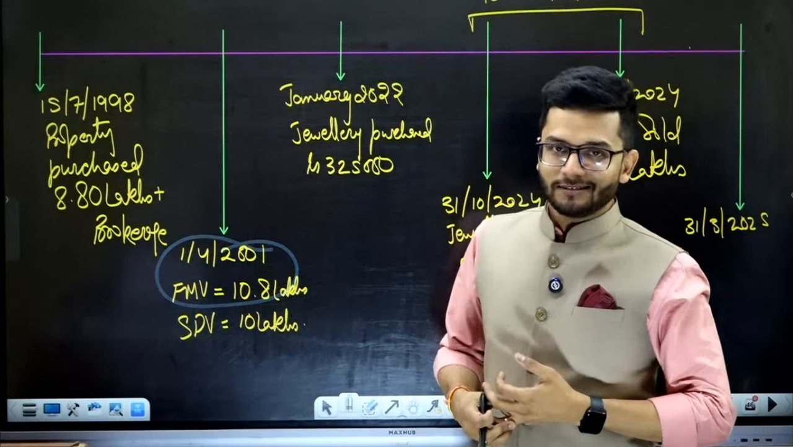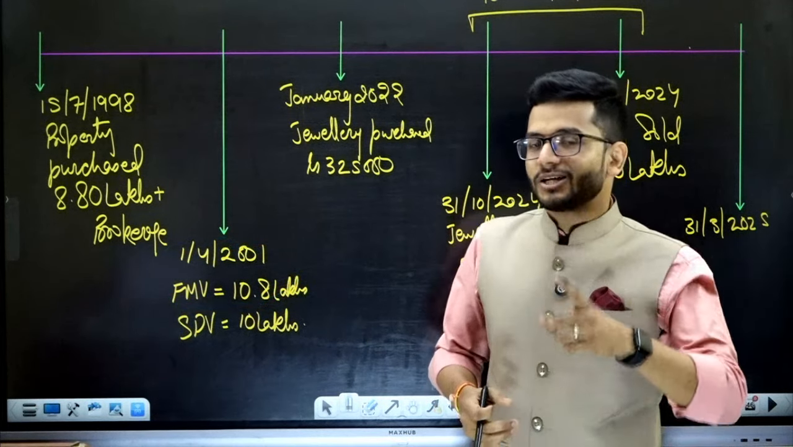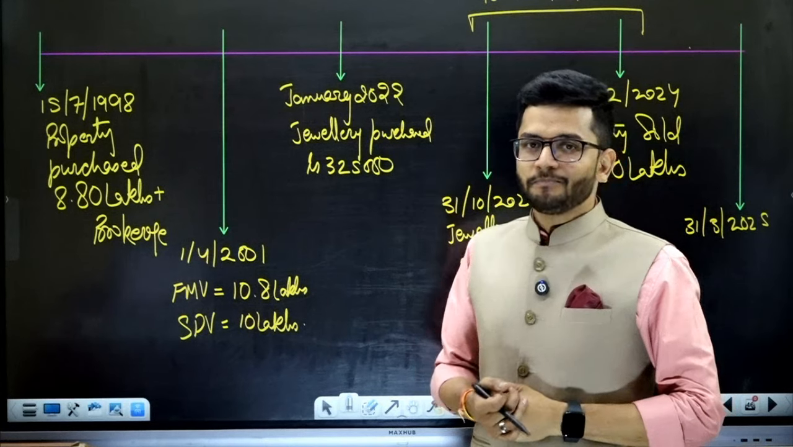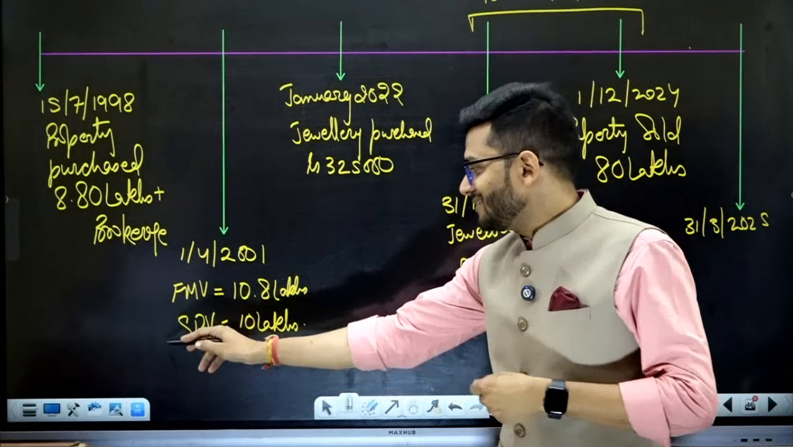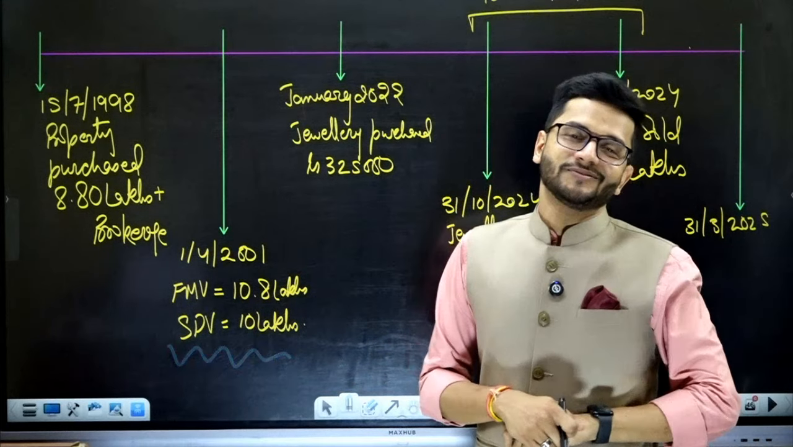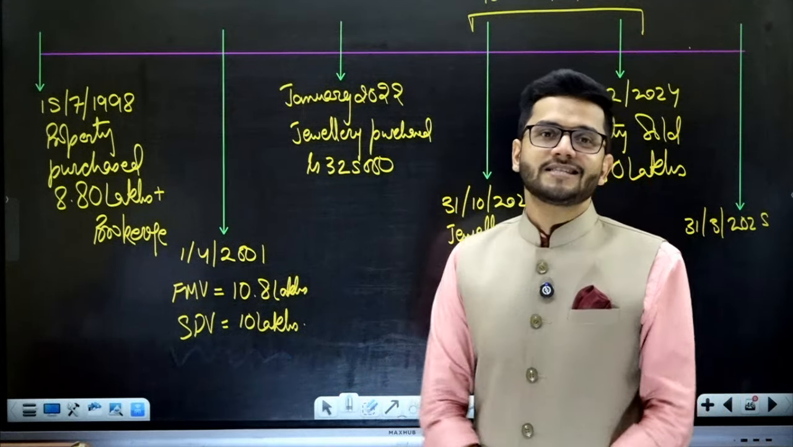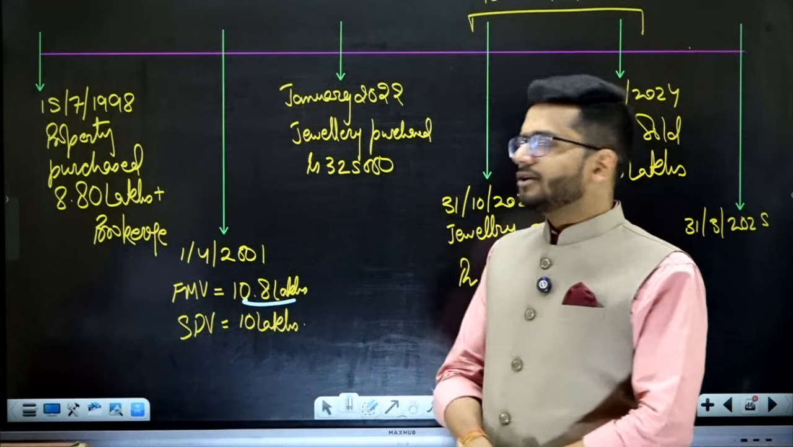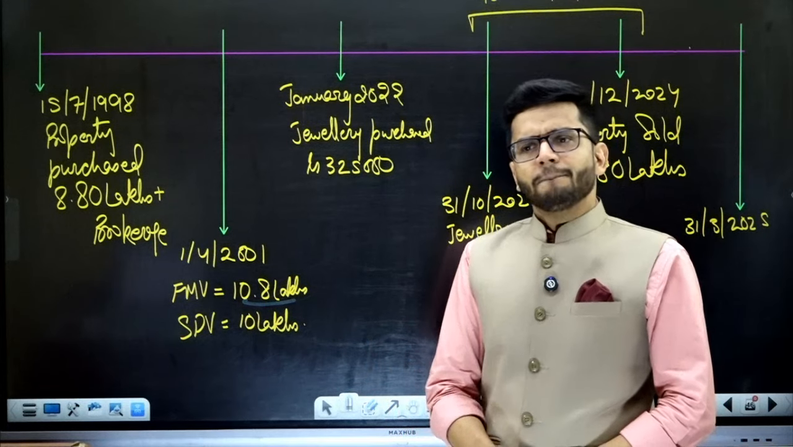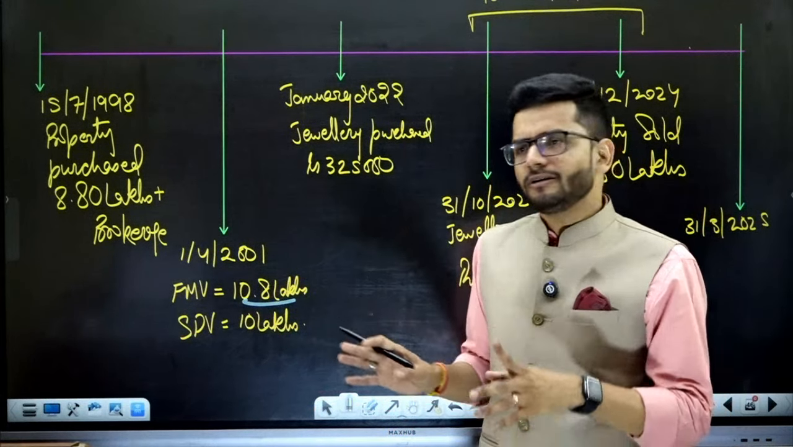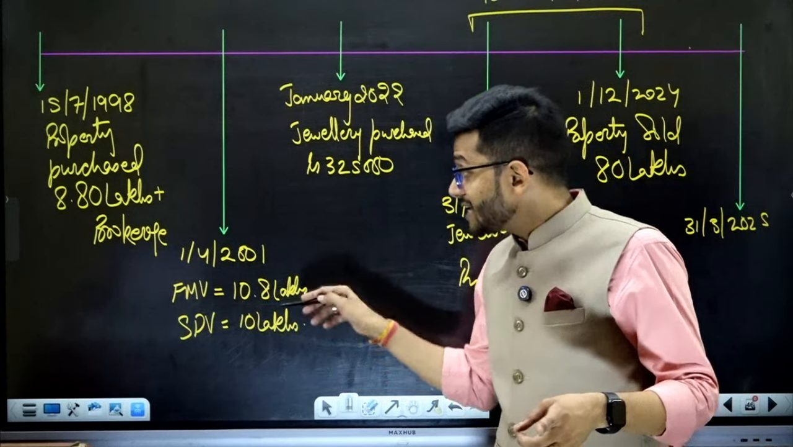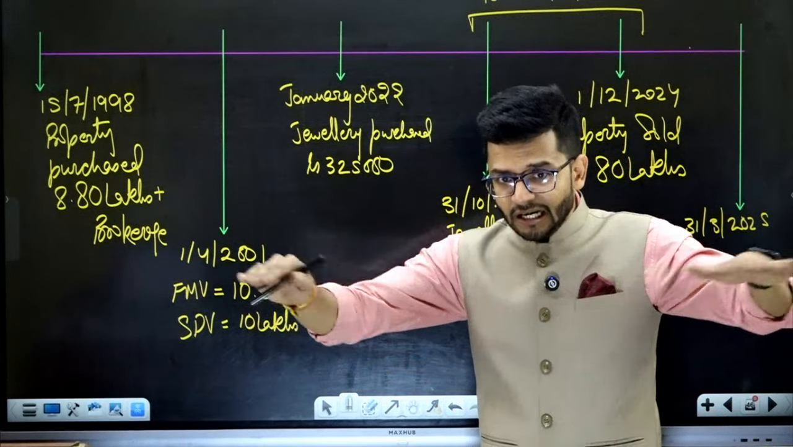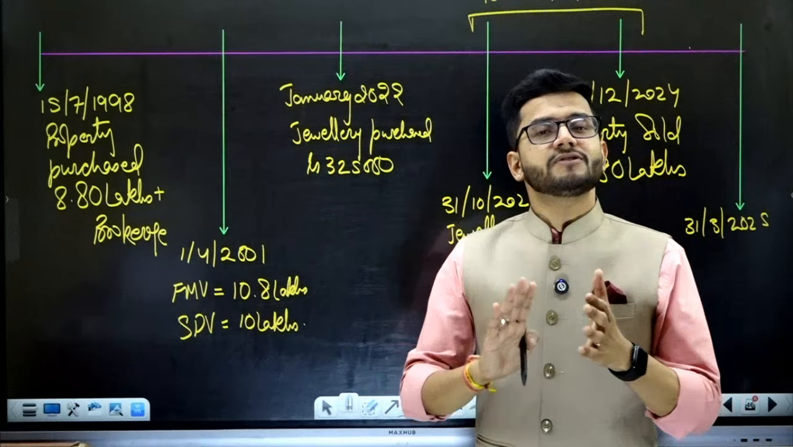But this has to be subject to a principle that the FMV cannot be more than stamp duty value. It is subject to stamp duty value. You cannot say that the fair market value of this property was 10,80,000 but my stamp duty value was 10 lakh at that point. No. The fair market value has to be curtailed up to the stamp duty value as per section 55.